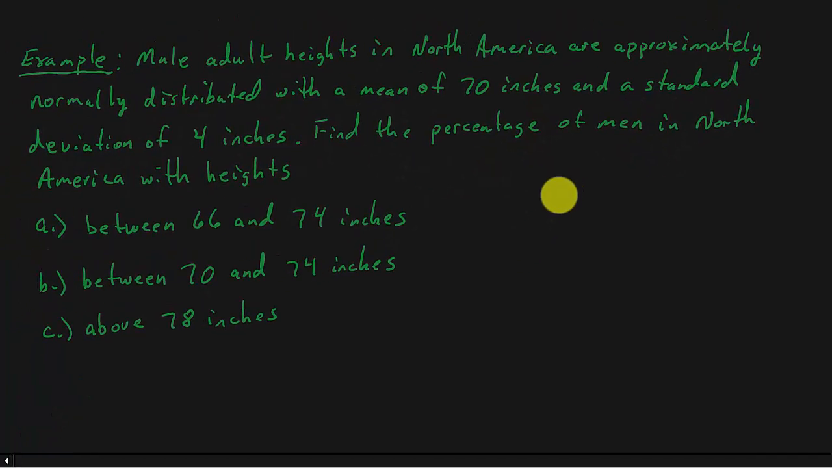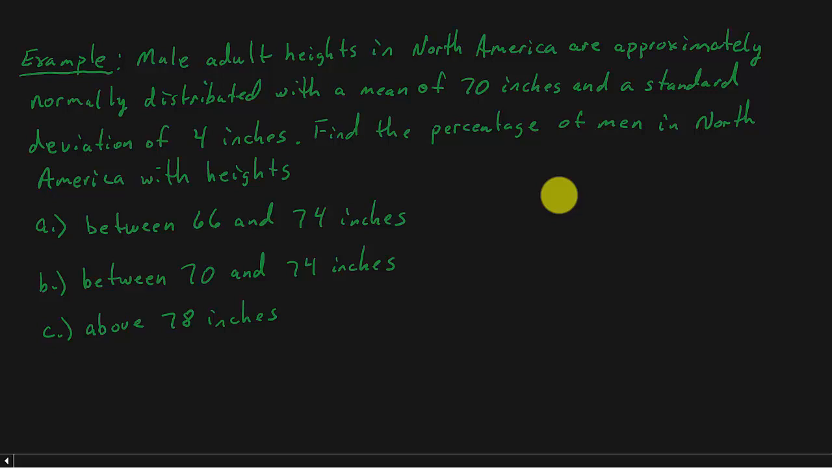What about this? It says male adult heights in North America are approximately normally distributed with a mean of 70 inches and a standard deviation of 4 inches. Find the percentage of men in North America with heights between 66 and 74, between 70 and 74, and above 78 inches.